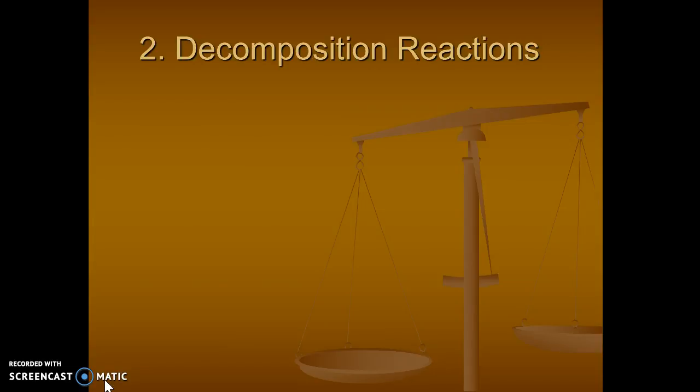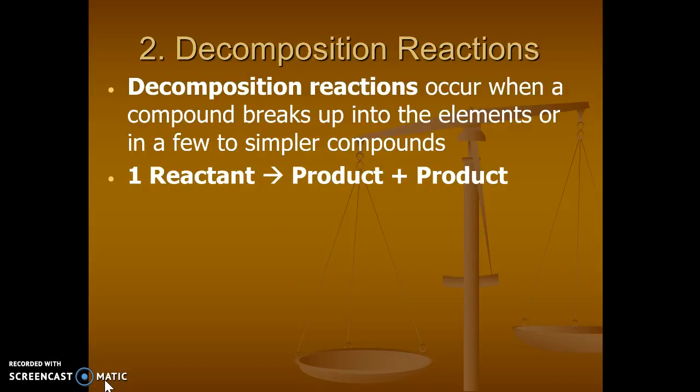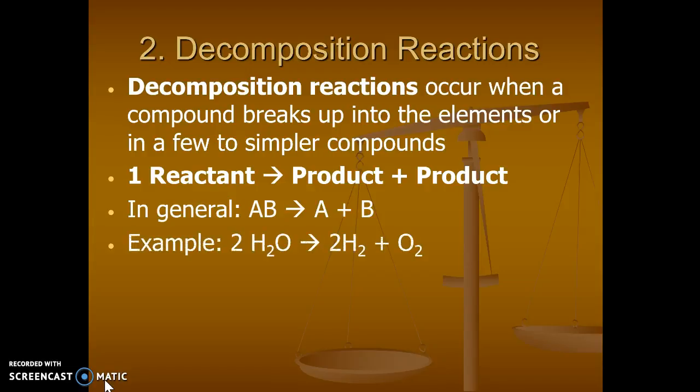Decomposition reactions are the exact opposite of synthesis. So what does that mean? We take one reactant and break it down into simpler products, which means if I take the sodium chloride I just produced earlier, I can break it apart and get sodium and chlorine out of it. So one reactant breaks down into two or more products. In general, again, you have AB breaking down into A plus B.